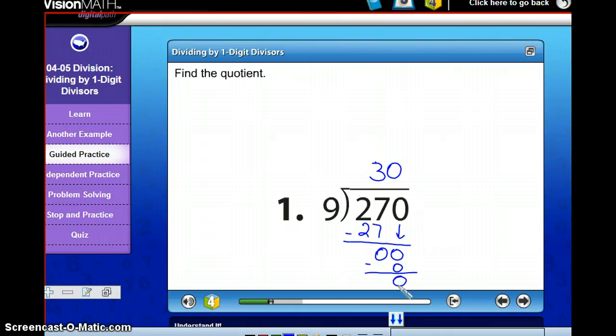You could check this problem by taking 30 times 9. Remember, if it ends in that 0, we can do 3 times 9 is 27, add our 0. If these two match, we are correct.